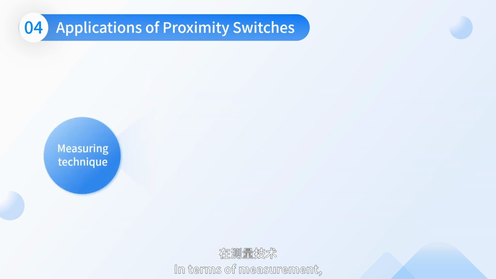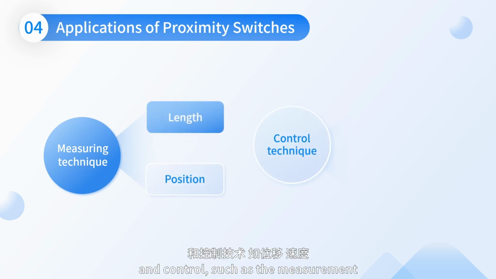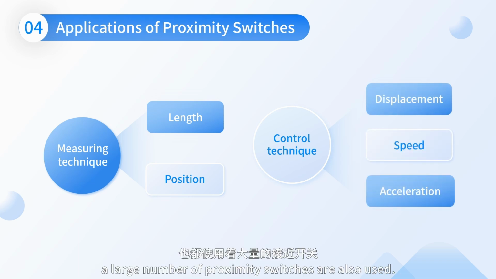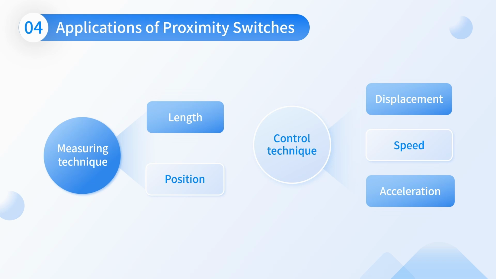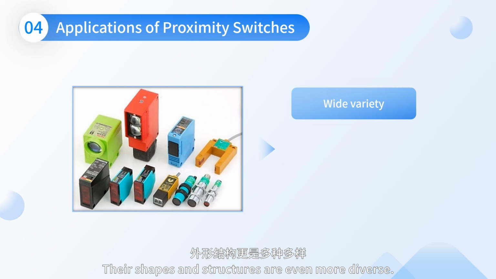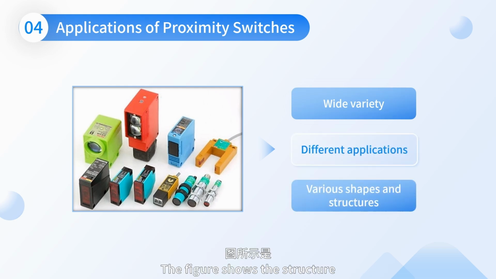In terms of measurement, such as length, position measurement, and control, such as the measurement and control of displacement, speed, and acceleration, a large number of proximity switches are also used. There are many kinds of proximity switches, having various applications. Their shapes and structures are even more diverse. The figure shows the structure of some proximity switches.